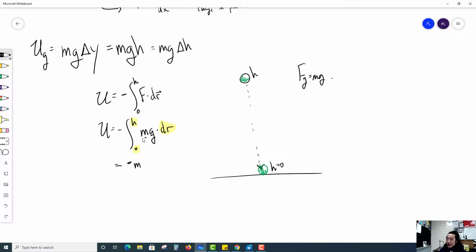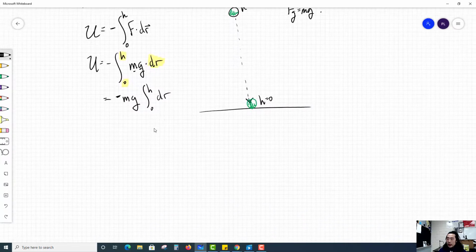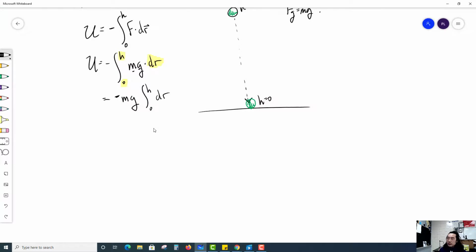Acceleration due to gravity, is that a position? No, it is not. So I'm going to bring that out. All right, so we have that, and then we still have our integral. We didn't do any integration yet. So with that, we can now actually integrate it. We say negative mg. If we integrate dr, the integral of dr is just r, and we went from 0 to h.